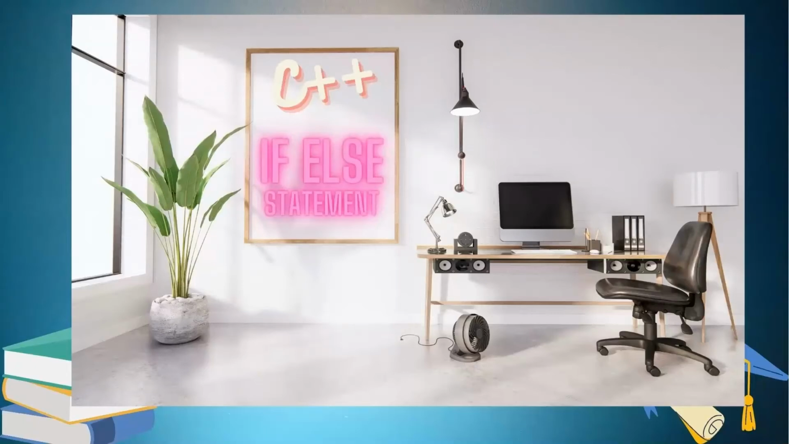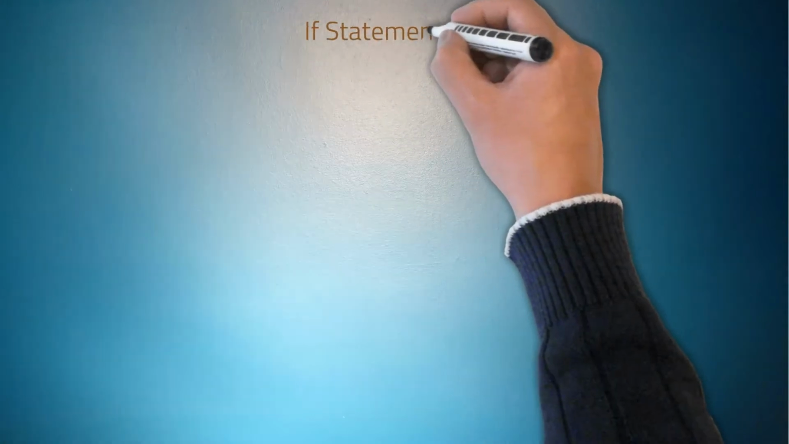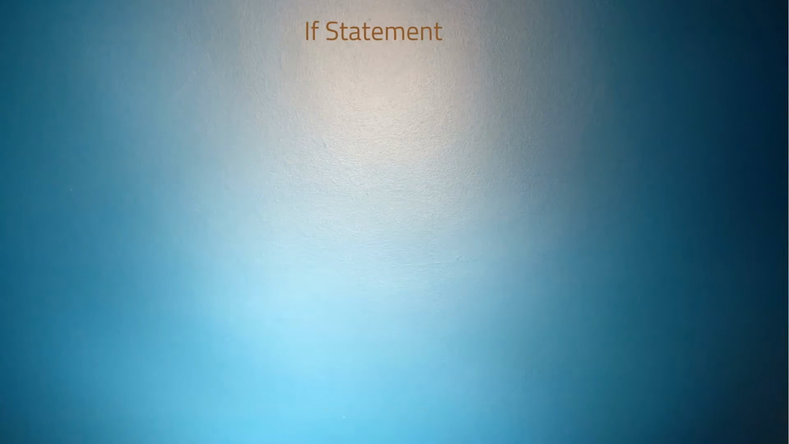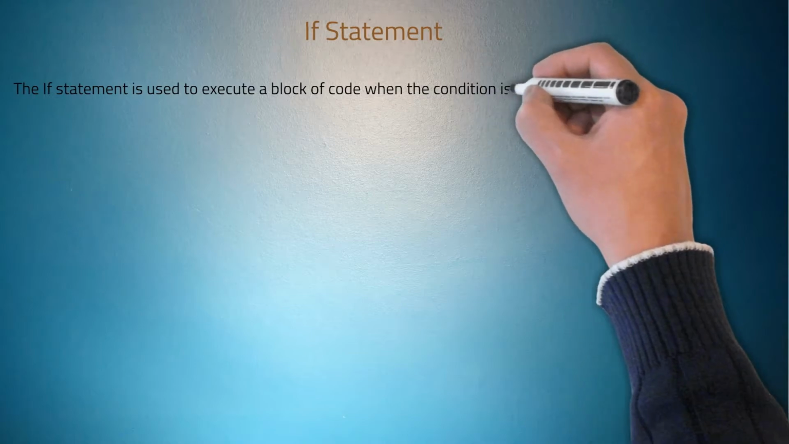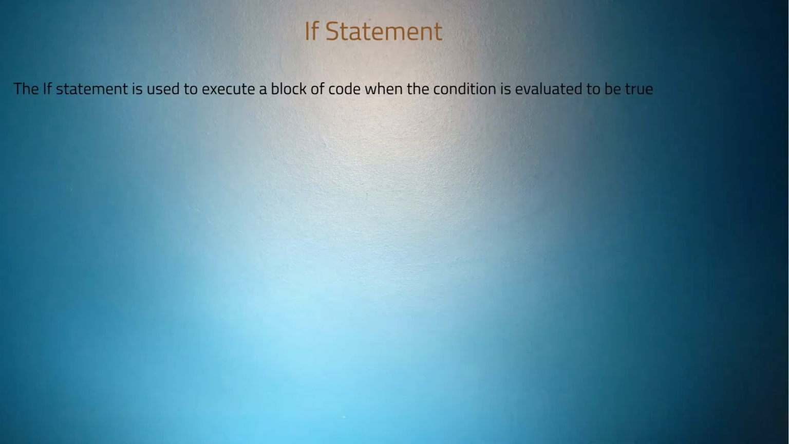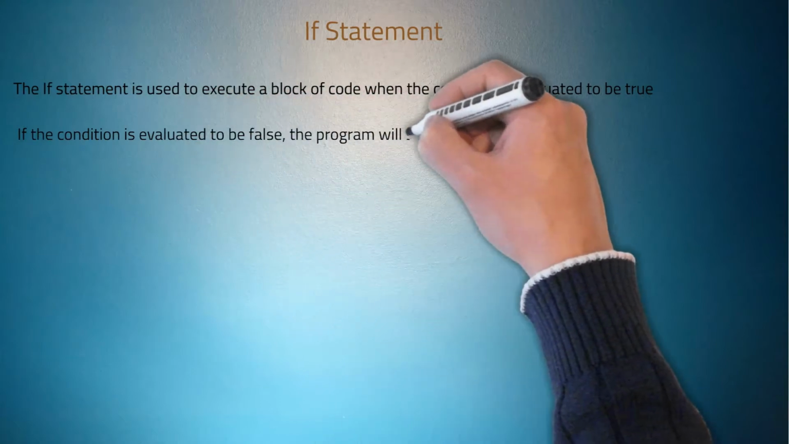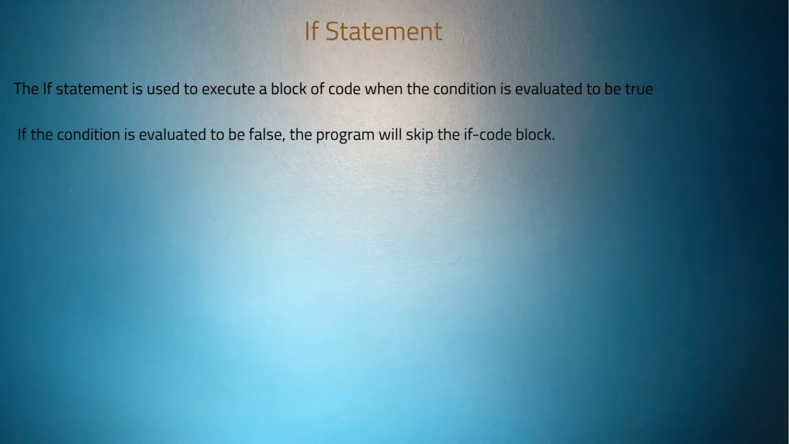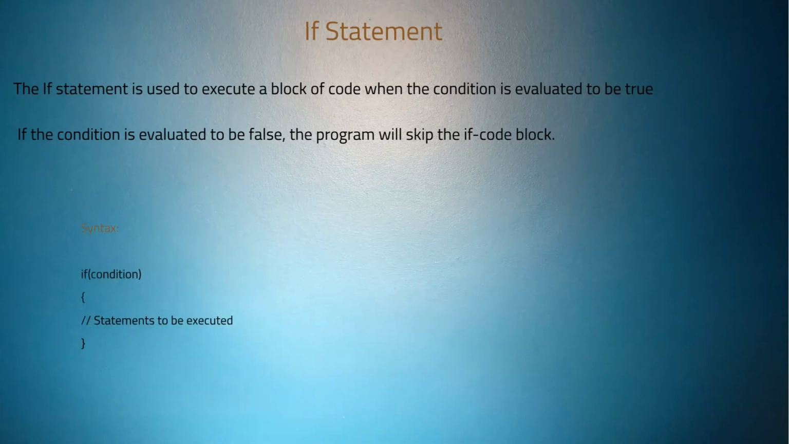In this video, we are going to discuss if and else statements. If statements. An if statement is used to execute a block of code when the condition is evaluated to be true. If the condition is evaluated to be false, the program will skip the if code block and continue execution with the remaining program. The syntax of an if statement is if with the condition in brackets, followed by statements to be executed in curly braces.